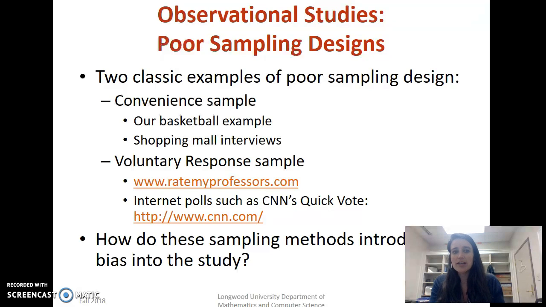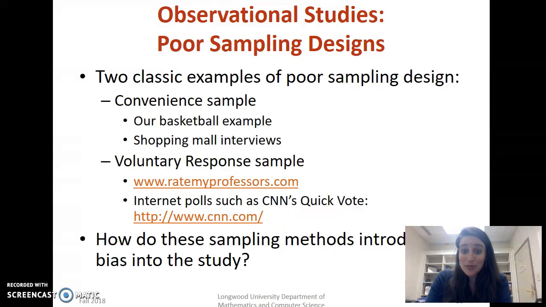So we try to avoid bias by avoiding poor sampling designs. Two classic examples of poor sampling design involve a convenience sample. So our basketball example was a convenience sample. We worked for the coach, so it was convenient to walk in and observe the women's basketball team. Another common convenience sample would be something like a shopping mall interview. Yes, you are interviewing people at the shopping mall, but you're ignoring everyone who was not at the shopping mall.